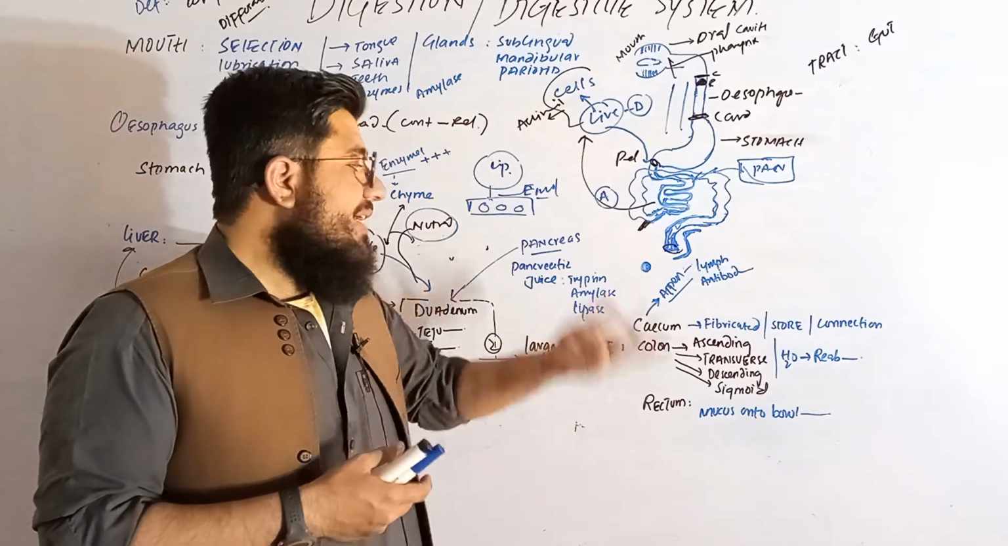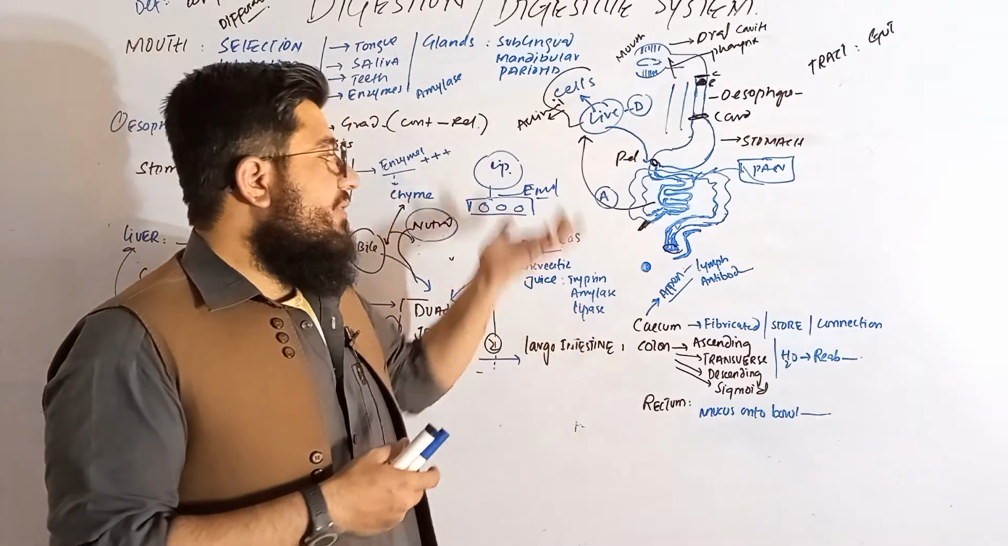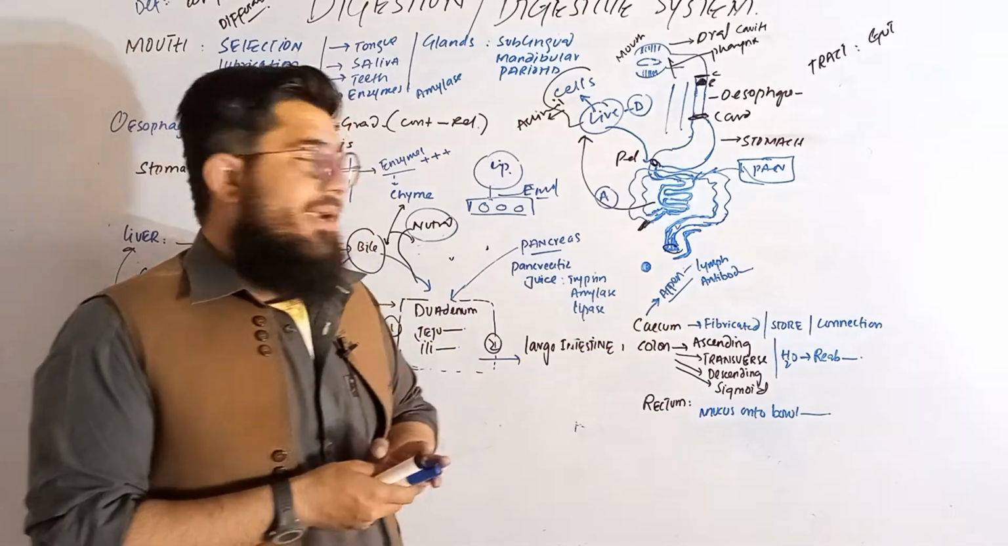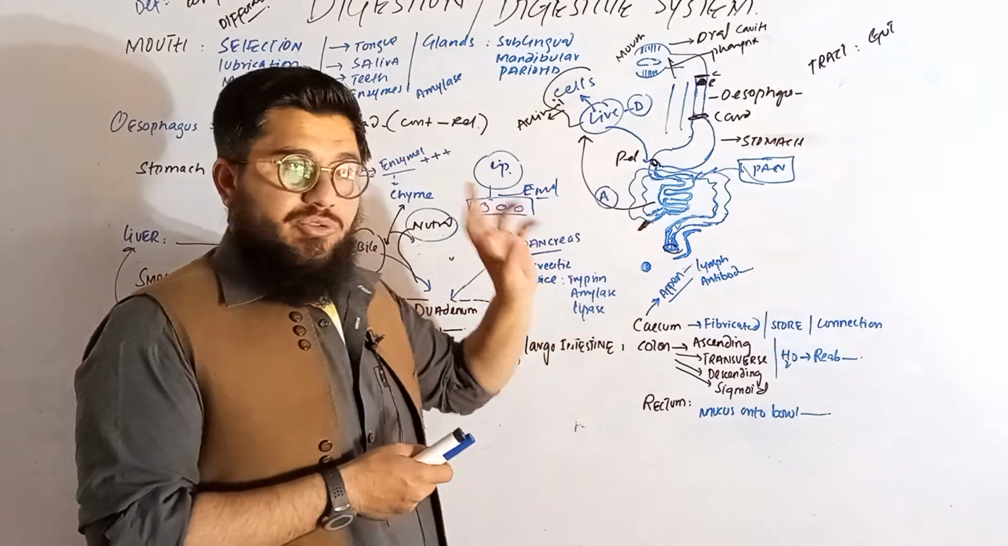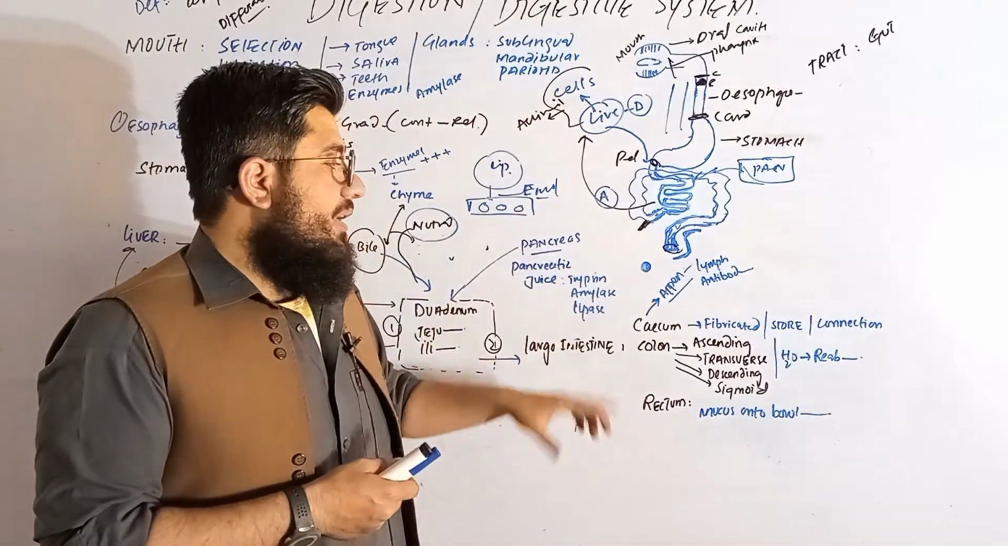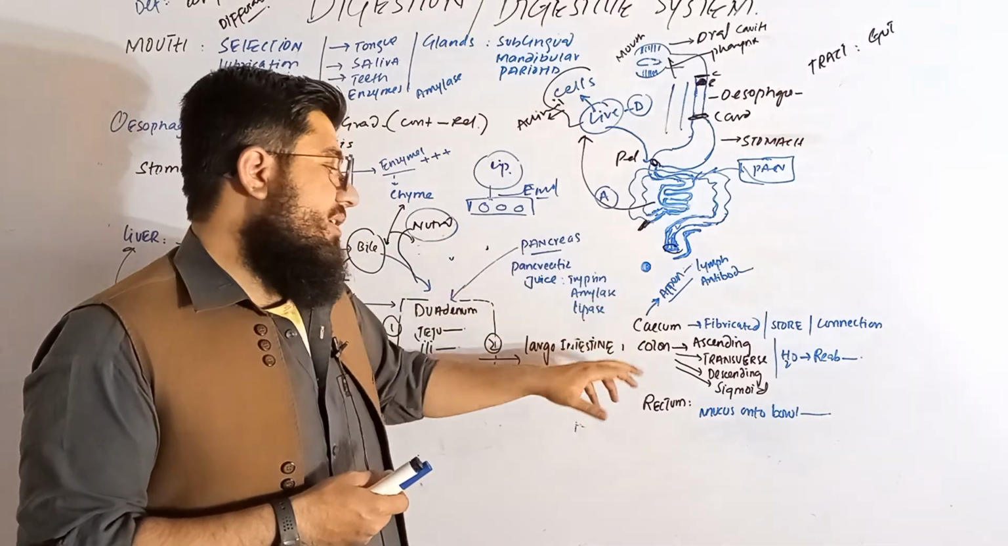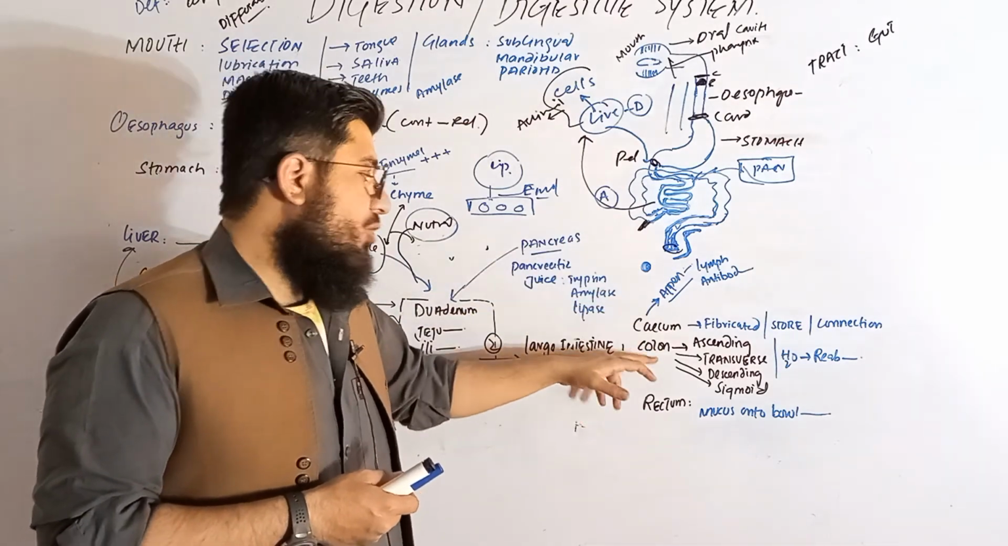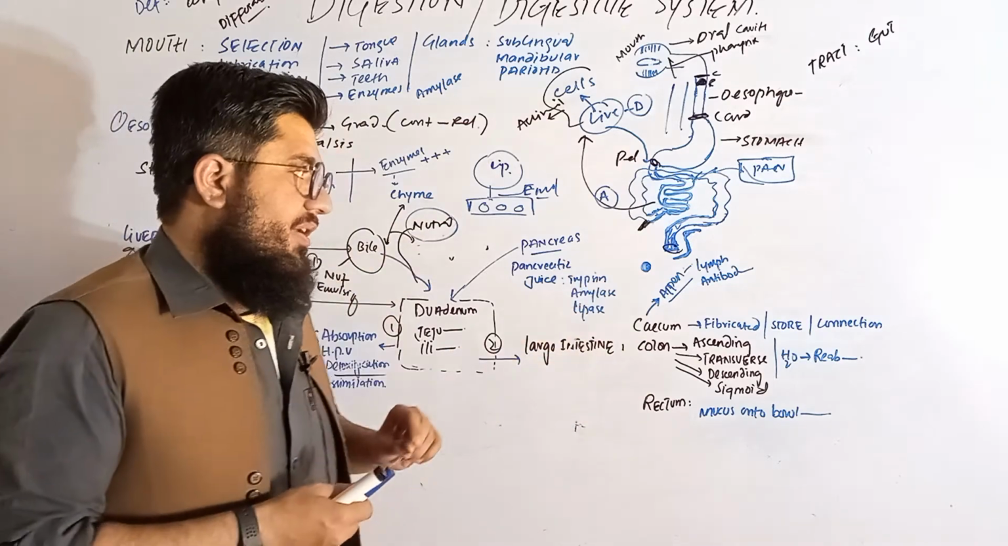What happens next is simple. From the cecum the food will start moving, and here we have the appendix attached to the cecum. Now what is the function of the appendix? I will tell you just a moment later, after explaining the colon and rectum to you, and then we'll come to the appendix.